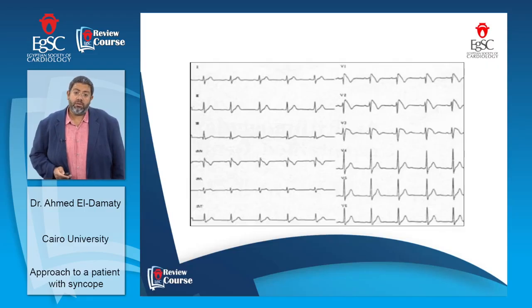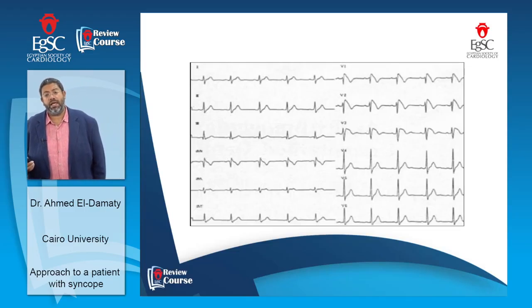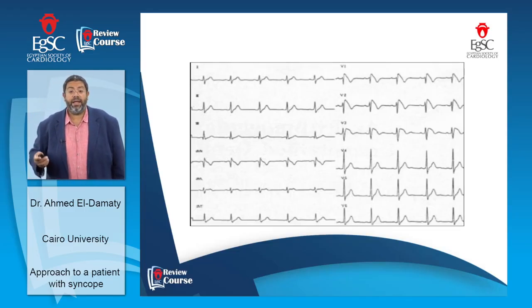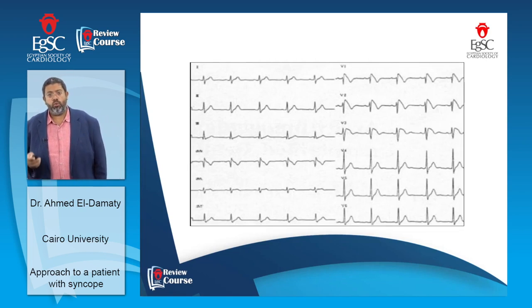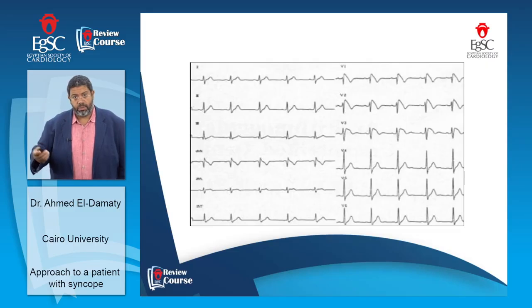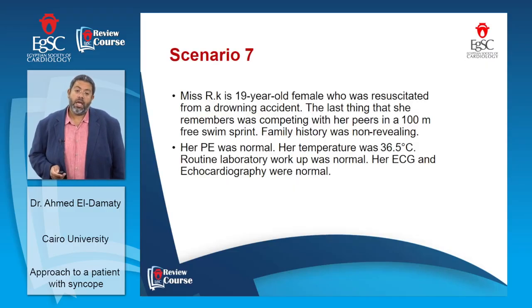So what would you do next for this patient? This patient now has an arrhythmic-like syncope together with a family history of sudden cardiac death in a first-degree relative and a proven type 1 Brugada pattern. This patient would now qualify for an ICD for the prevention of sudden cardiac death.